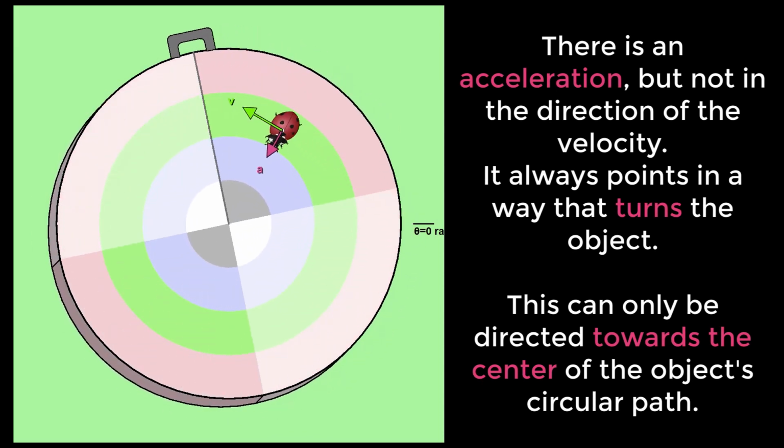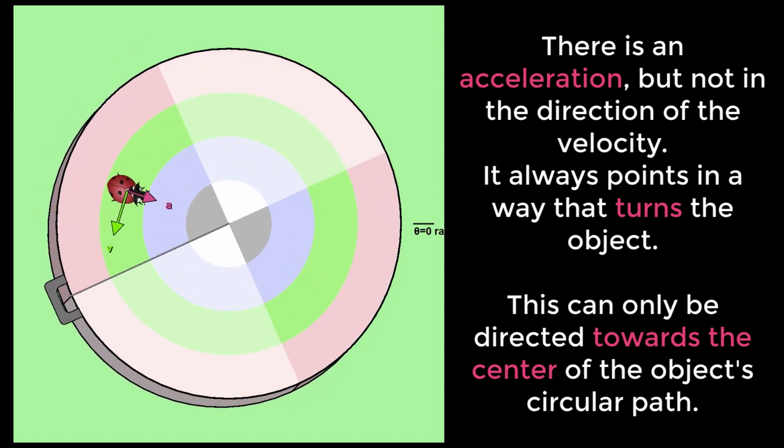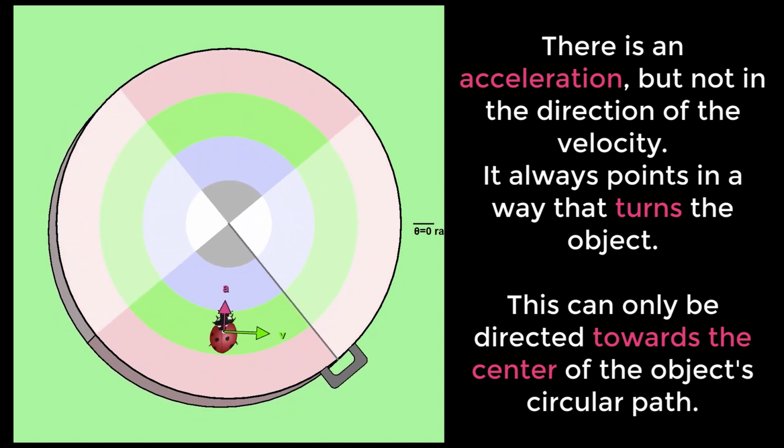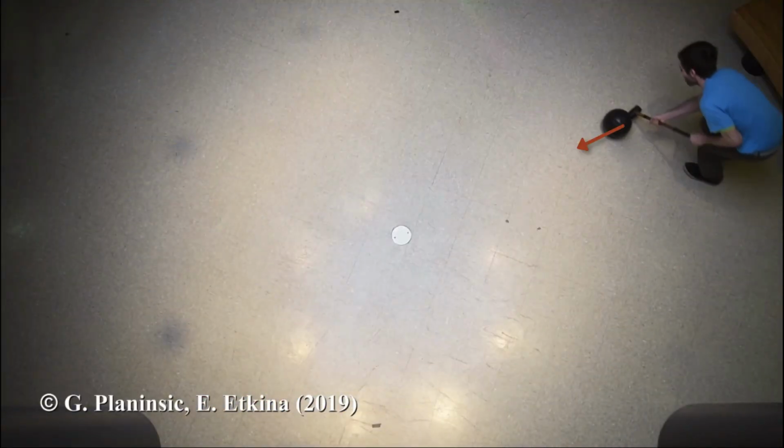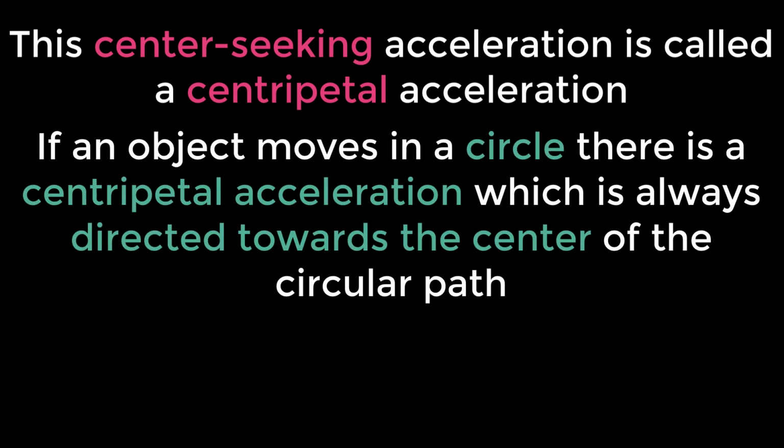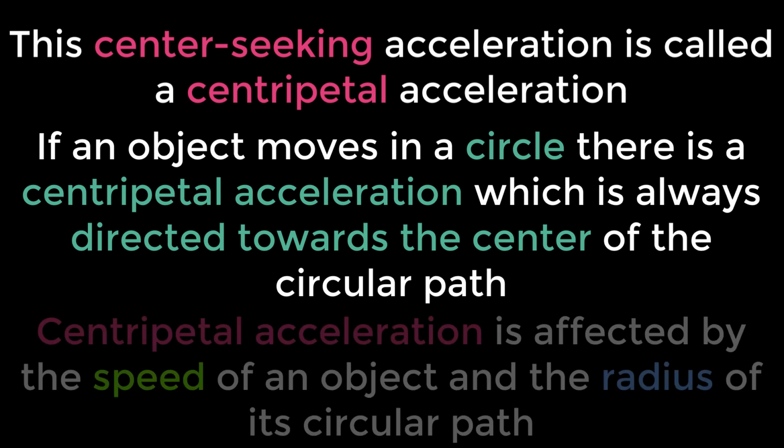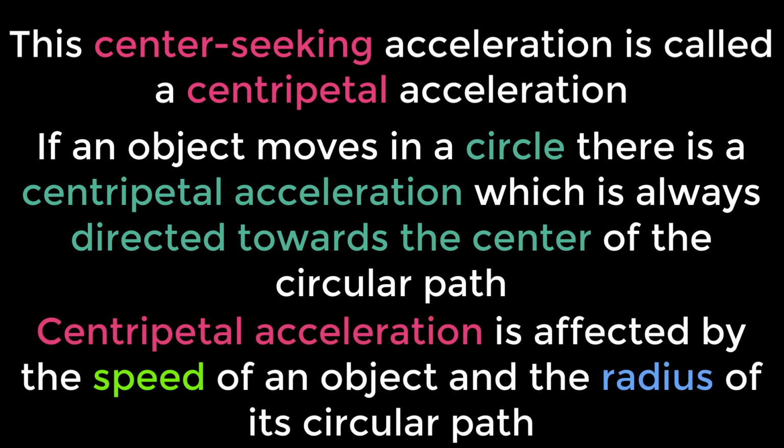It always points in a way that turns the object. This can only be directed toward the center of the object's circular path. As this bowling ball moves in a circle, the acceleration is constantly changing to point towards the center of the circle of rotation. This center-seeking acceleration is called a centripetal acceleration. If an object moves in a circle, there is always a centripetal acceleration which is always directed towards the center of the circular path. Centripetal acceleration is affected by the speed of an object and the radius of its circular path.